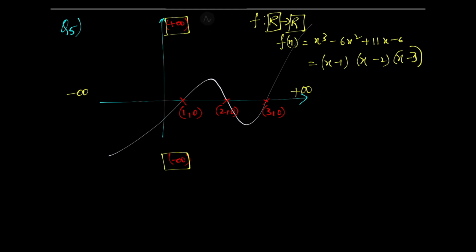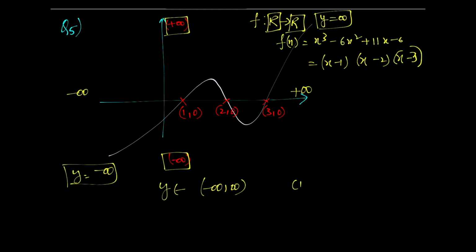When it comes to the range values, when you put x equal to minus infinity, you will get the y value also minus infinity. And when you substitute x equal to plus infinity, you will get y equal to plus infinity. The y values range from minus infinity to plus infinity, and codomain values also range from minus infinity to plus infinity. Means the range is equal to the codomain. What can you say? The function is an onto function.